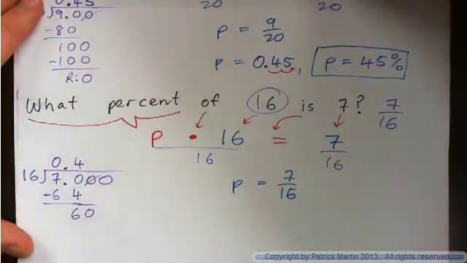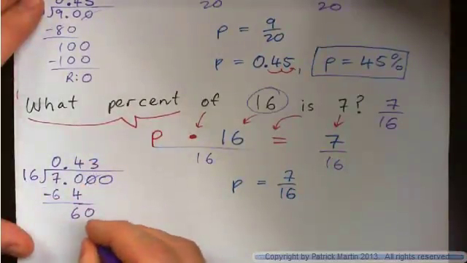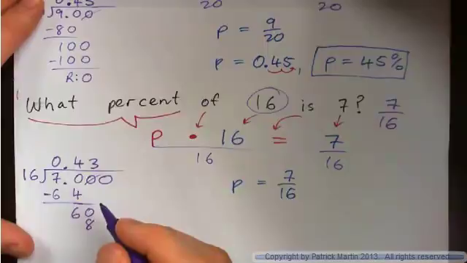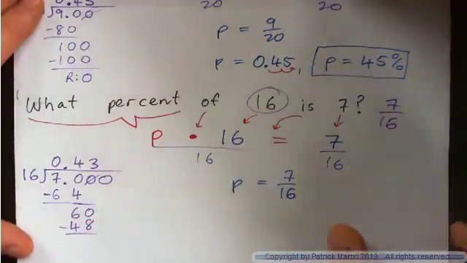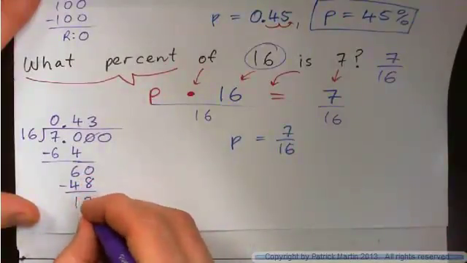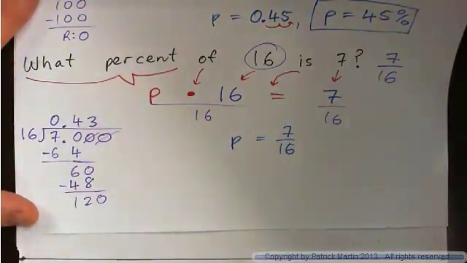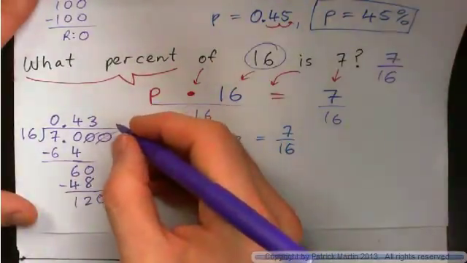16 into 60 goes, I'll try 3 times. 3 times 6 is 18, carry the 1. 3 times 1 is 3, and 1 is 4. Subtract. 60 minus 48 is 12. Down a 0. Now, what's this? 16 into 120? 5 times 16 is 80. Oh my goodness, this isn't going to be right either, is it?